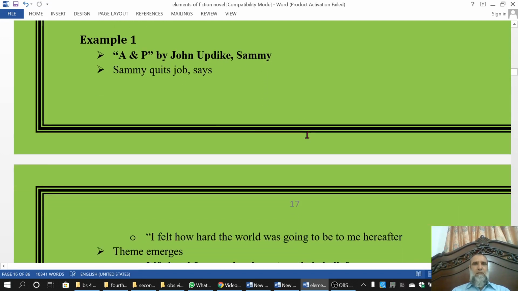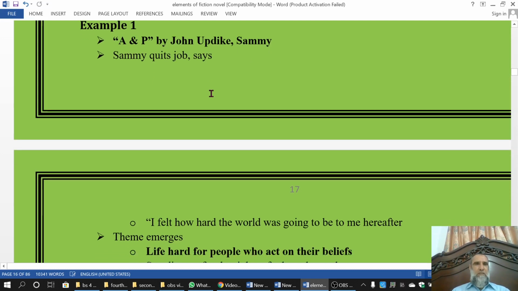In this story, Sammy is the protagonist and he is a clerk, also called teller. And this shop is very close to the beach. 3 women come to this shop in bathing suits and the owner of the shop objects. However, Sammy is in favor of these women, especially the one named Queenie, because she talks like a queen, walks like a queen, so she is referred to as Queenie. And Sammy quits the job for their sake.